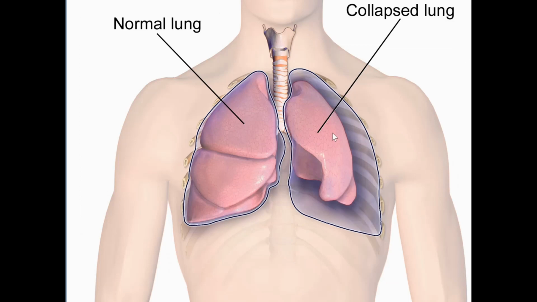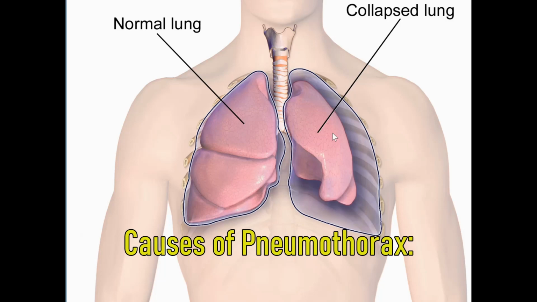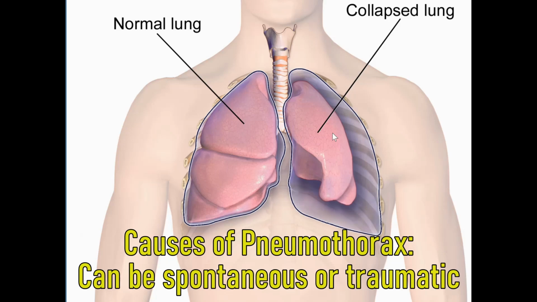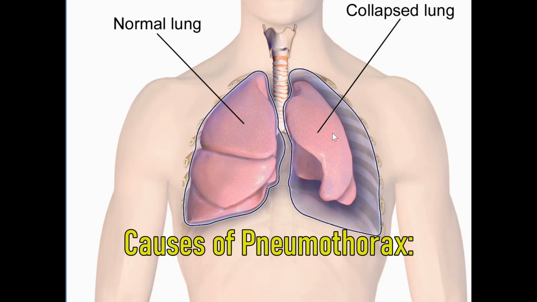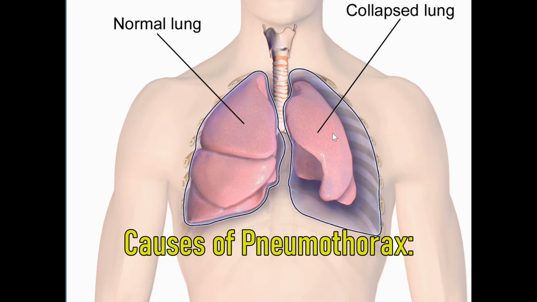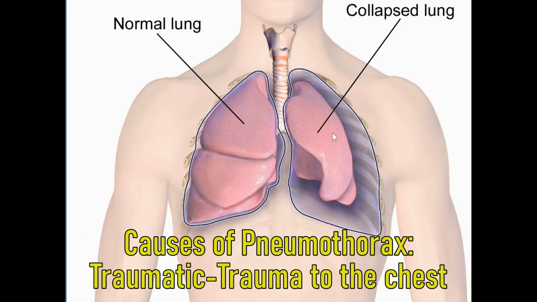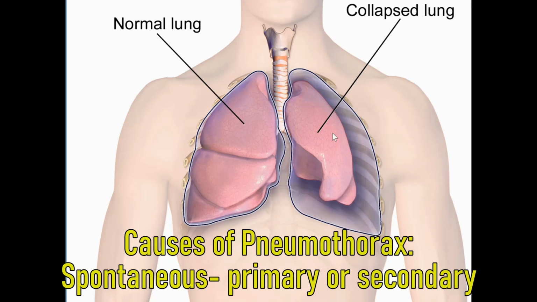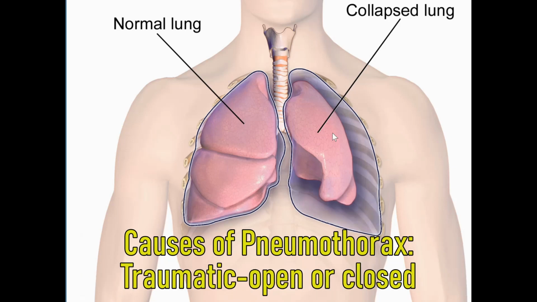Now let's see the types of pneumothorax. The types or causes can be spontaneous or traumatic. What is spontaneous? As the name explains, it happens spontaneously, no specific cause. What is traumatic? There is trauma or injury to the chest. Spontaneous can be two, primary or secondary, and traumatic can be open or closed.